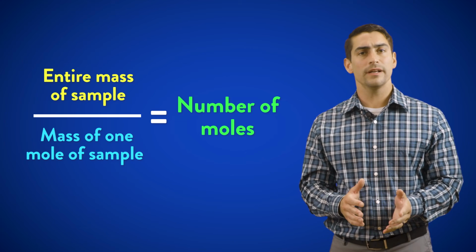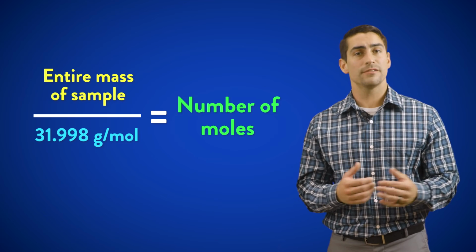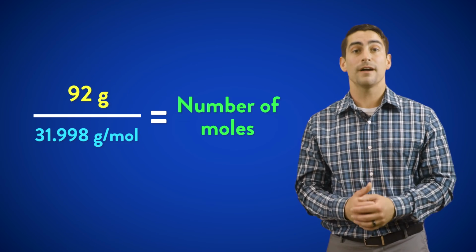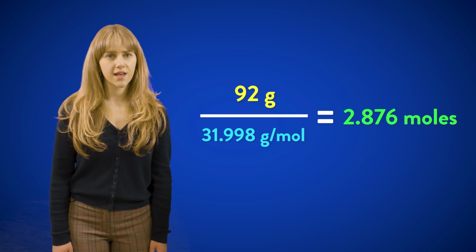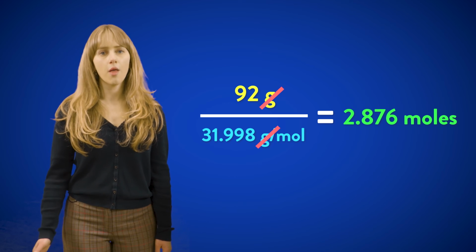Now it's all about plugging in what we know and solving for what we don't. If we know the total mass of our sample was 92 grams, then we could solve this and find we have 2.876 moles. Pay attention to how these units cancel out as well. Grams on top divided by grams per mole on the bottom.